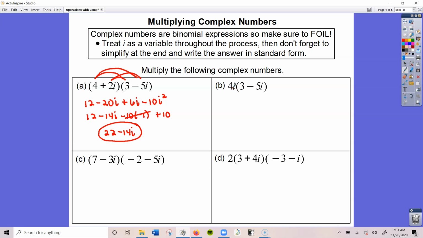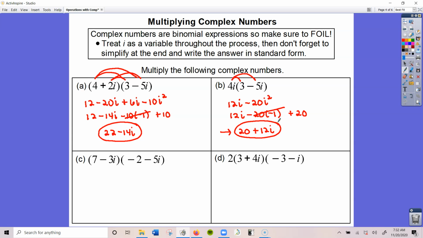For B, we have 4i times (3 minus 5i). So I'm just going to distribute the 4i. 4i times 3 is 12i, and 4i times -5i is -20i squared. And remember, i squared is -1, so this is equivalent to 12i minus 20 times -1. And -20 times -1 is a positive 20. So now remember, we must write our complex numbers in a plus bi form. So the answer here would be 20 plus 12i.